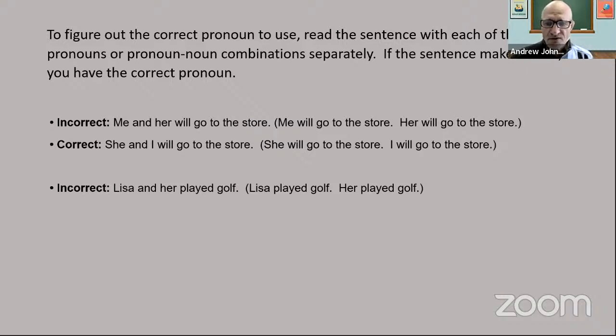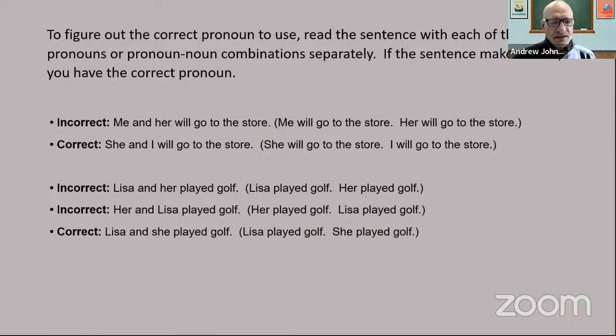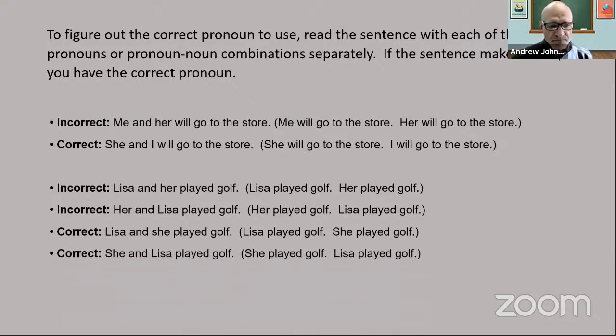Her and Lisa played golf. Her played golf. Lisa played golf. Nope. Lisa and she. Lisa played golf. She played golf. That's how you figure out the pronoun-noun combinations. She and Lisa. She played golf. Lisa played golf.